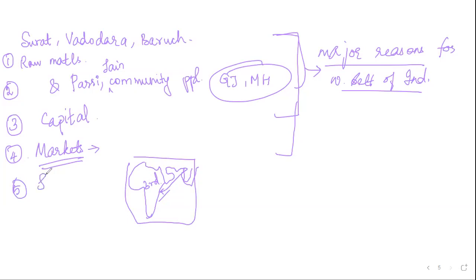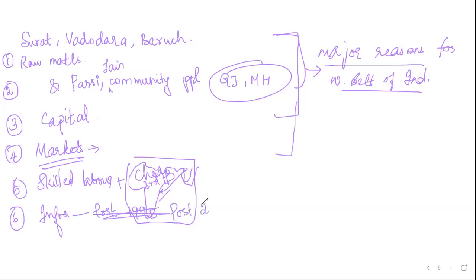Number five, skilled labor. We have spoken about this. Skilled labor as well as cheap labor. Number six, infrastructure. Most of the pharmaceutical industrial units are located in the western coast, and one of the reasons is also infrastructure. Post 1995, or you can write it like post 2000, the belt of Gujarat as well as the regions of Maharashtra had seen huge growth in terms of infrastructure, transport facilities, power facilities, etc. And that is also why the industry is located here. Infrastructure is one major reason.